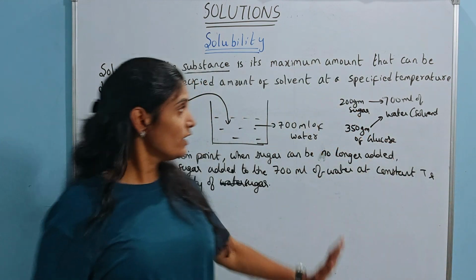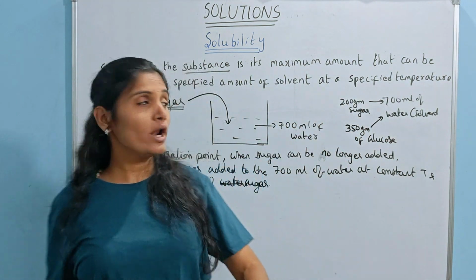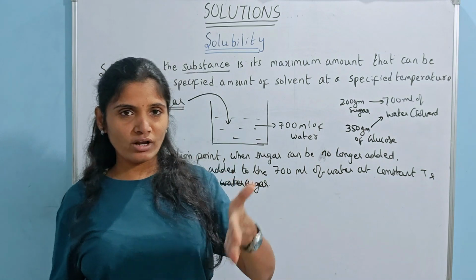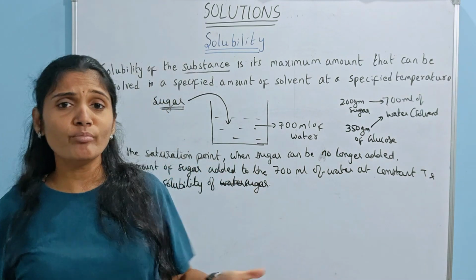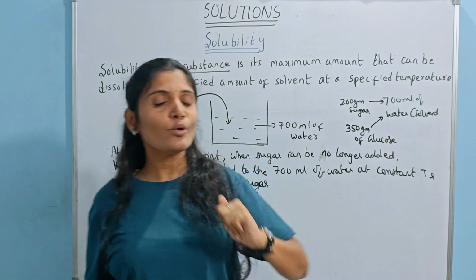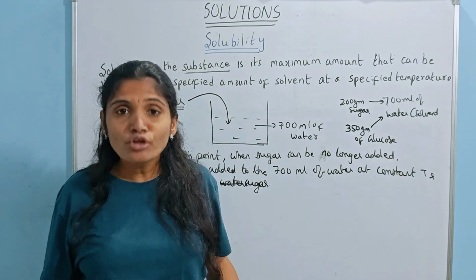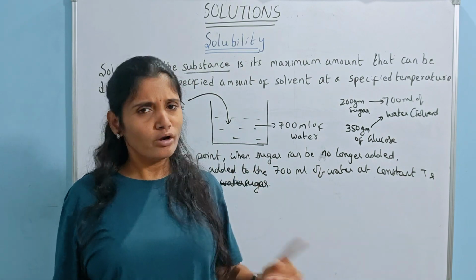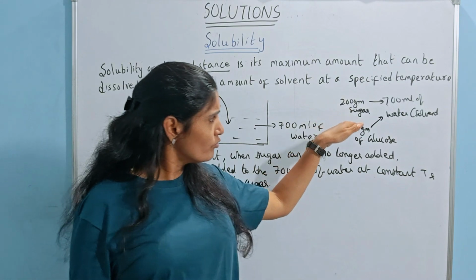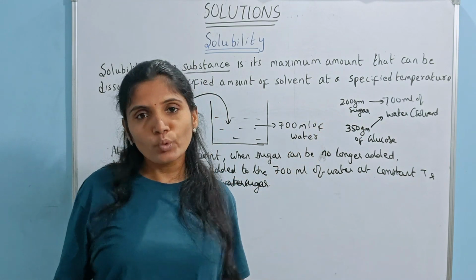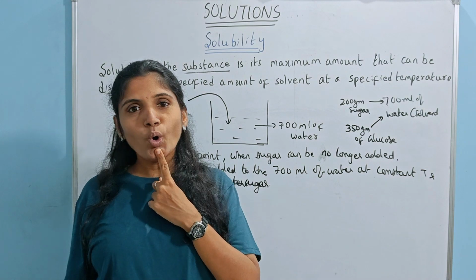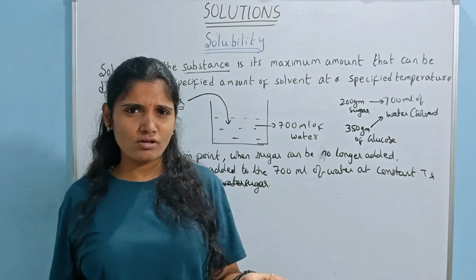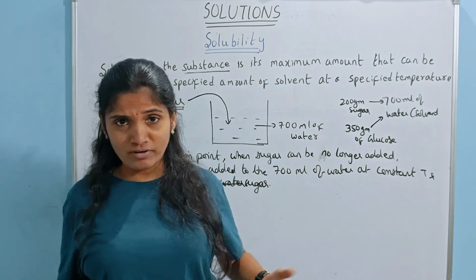Now it is not like that. If I am able to add 200 grams of sugar, that doesn't mean glucose also I will be able to add 200 grams only. So the solubility will vary. The solubility is varying, right? For sugar it is 200 grams, for glucose it is 350 grams. So solubility will change. Definitely it will change.